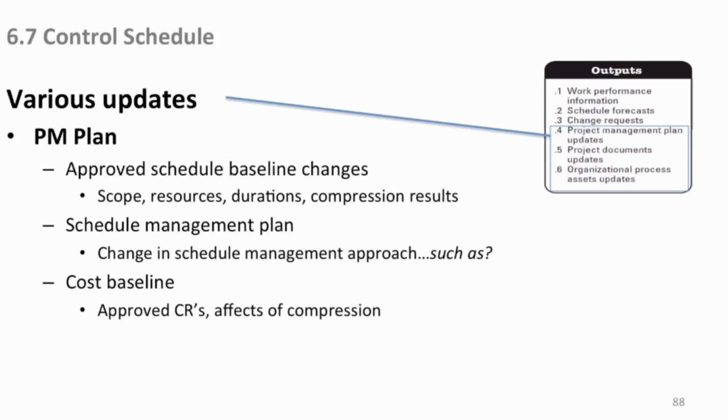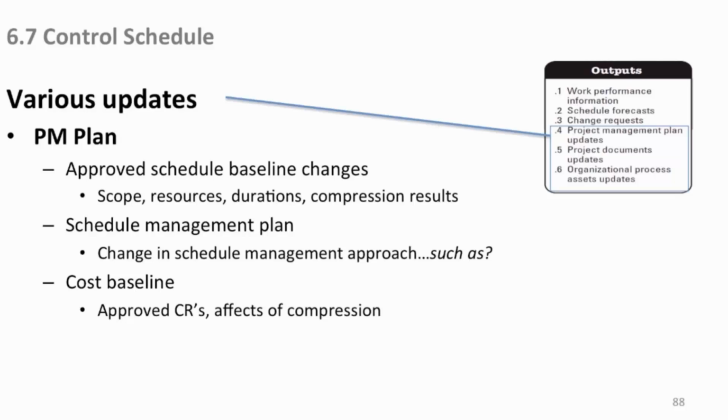Now I've grouped all these together just because I'm going to look at it a little differently this time. We have various updates also coming out of control schedule: your PM plan and, of course, your approved schedule baseline, if you change it. That's where they go. Scope, resources, duration, your compression results may create a need to actually change your baseline. Not a good thing, but it may happen.